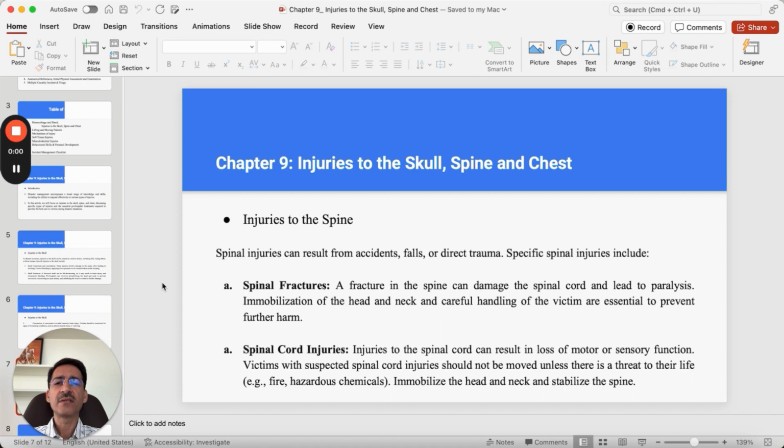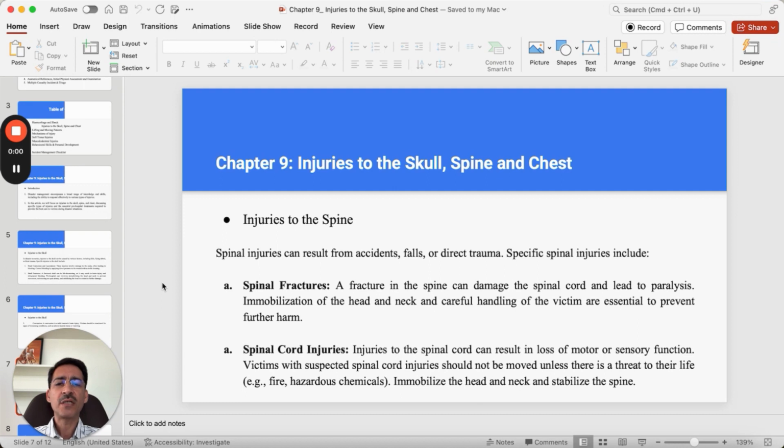Spinal injuries can result from accidents, falls, or direct trauma. Specific spinal injuries include spinal fractures. A fracture in the spine can damage the spinal cord and lead to paralysis. Immobilization of head and neck and careful handling of victims are essential to prevent further harm.